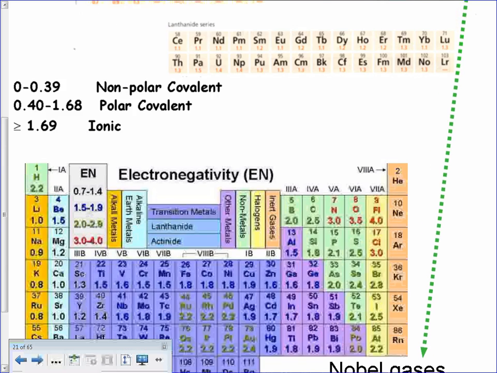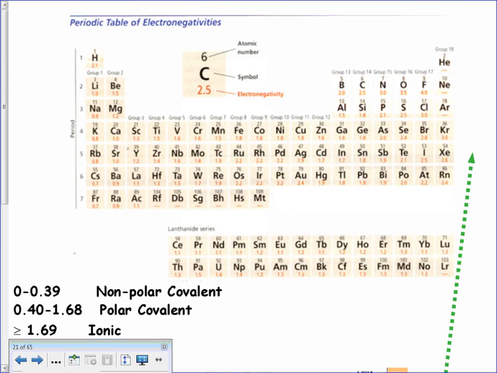Where'd Josh go? Darn, he's still taking his test. I was going to ask him about the polyatomic ion memorization. Josh, do you have a good way to remember the polyatomic ions? You just memorize them. Just memorize them.